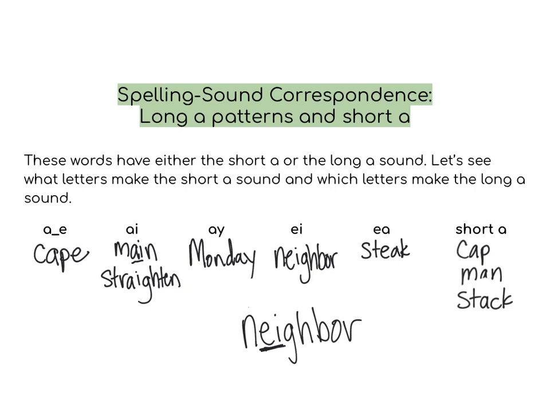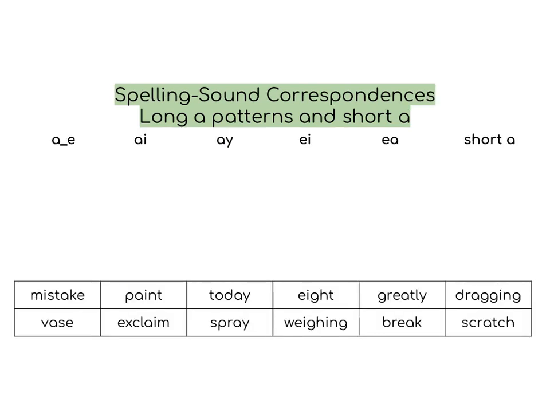So we know A consonant silent E makes the long A sound. AI makes the long A sound. AY at the end of words makes the long A sound. EI, EA. These are all the different combinations that make the long A sound. Let's take a look at some more words that have the long or short A. Let's just do a couple of these.